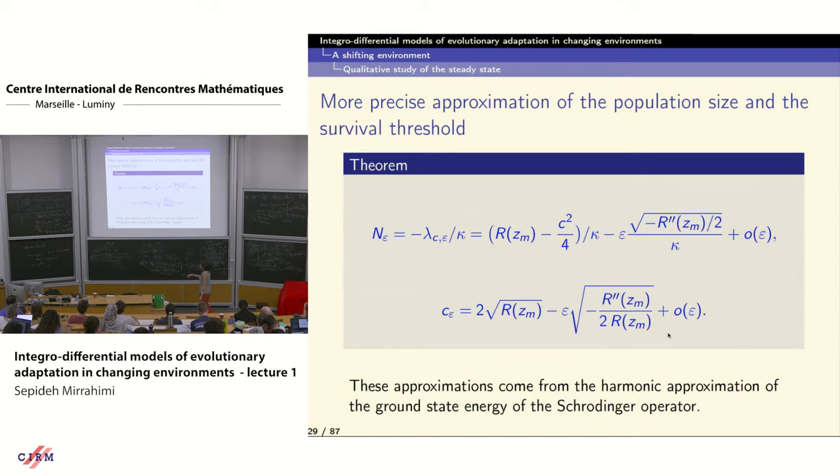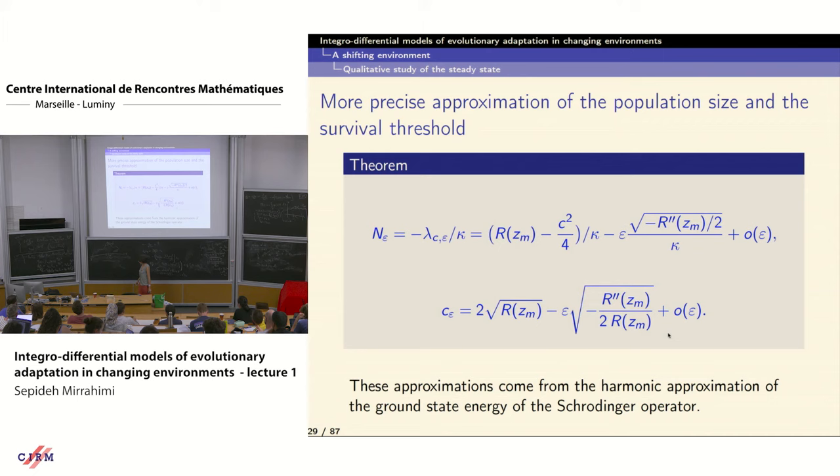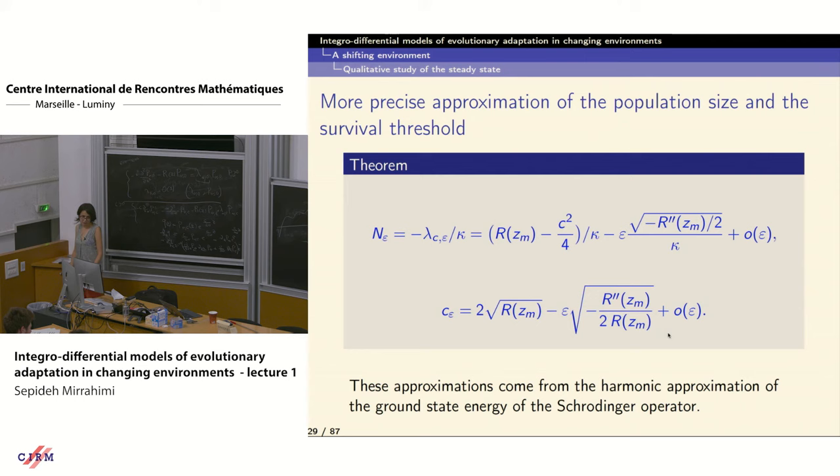So everything comes from this. C epsilon is given by a formula which involves lambda epsilon zero, and A epsilon also involves this eigenvalue. So we have just an eigenvalue of this elliptic operator, with an epsilon squared in front of this. And actually, we can have an asymptotic expansion for this eigenvalue, which will lead to the asymptotic expansion for A epsilon and C epsilon. Okay?